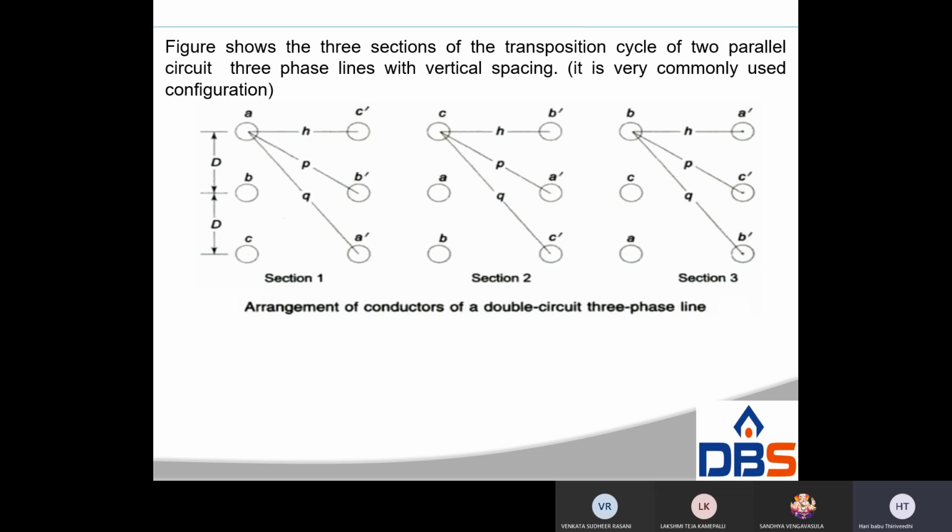Now you have to determine the overall GMD. GMD is equal to DAB multiplied by DBC multiplied by DCA whole power 1 by 3. So DM is the same for all three phases if the conductors have the same radius. Otherwise you have to calculate. Like that you have to determine the GMD, GMR in double circuit also. But we don't have it in the syllabus.